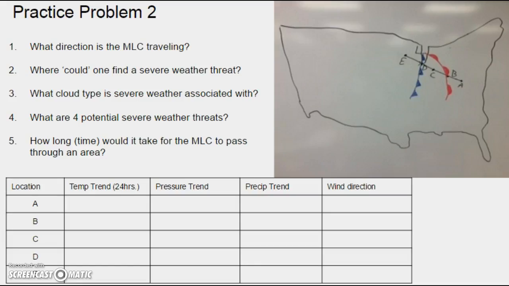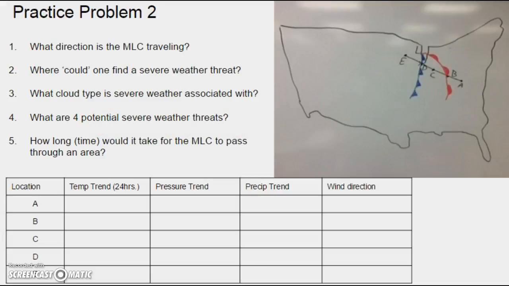Now I'm going to do one more with you, but I'm going to go through it a little quicker. So this is a practice problem here. This system here, you'll see that the mid-latitude cyclone is traveling southeast. We would find the severe weather threat where we find the cold front, so right at letter D. What cloud type is associated with severe weather would be cumulonimbus clouds.